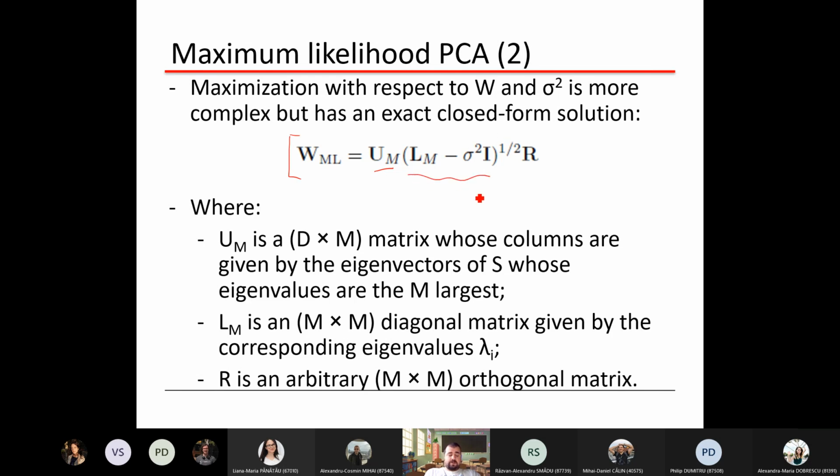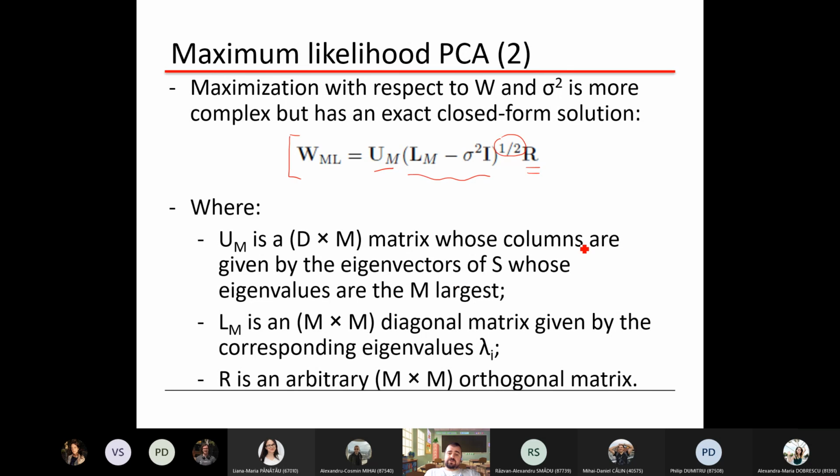this one, it will be a diagonal matrix. So we have the square root of it. We can do that. Multiply with R. R is an arbitrary orthogonal matrix. R comes from rotation, and we'll see what's happening later on.